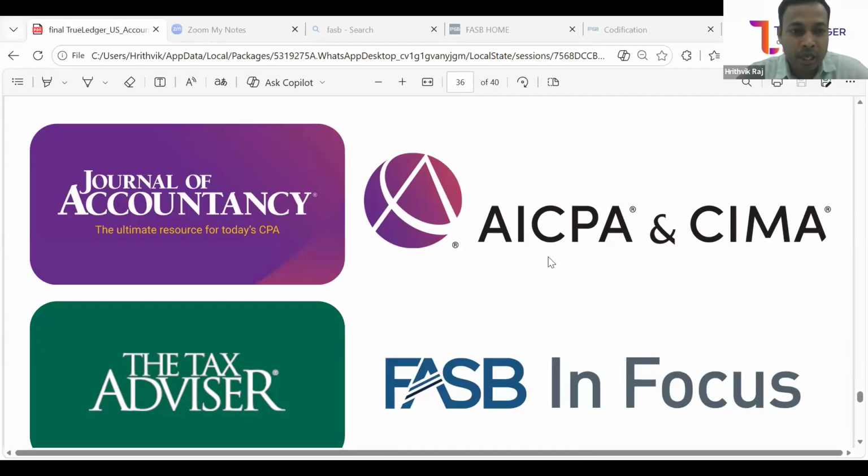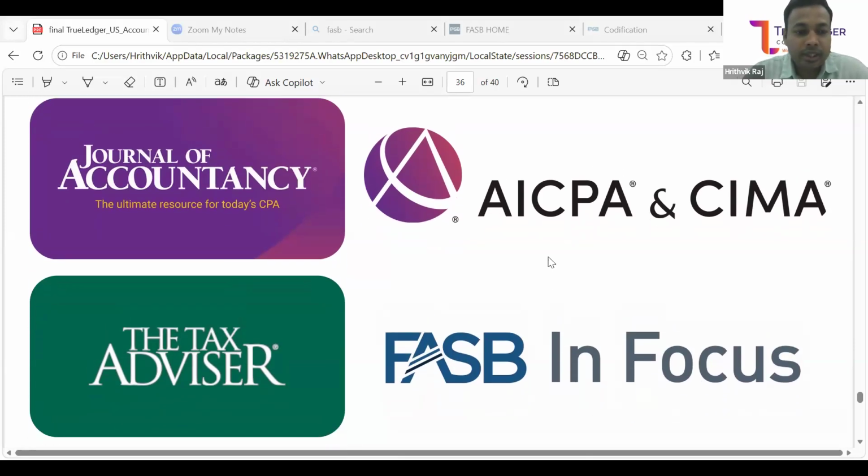Similarly, in the US you can stay updated by reading the Journal of Accountancy, and then The Tax Adviser as well. There is another resource from the AICPA for staying current, that is the Mecca Institute of CPAs. They keep publishing notifications and newsletters as well, so you can keep reading about them. These are published by the AICPA.